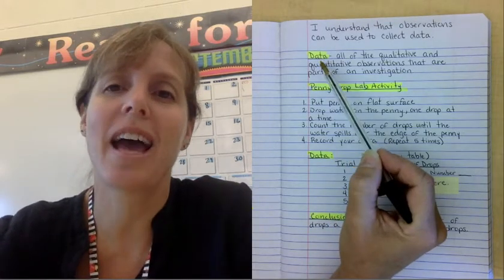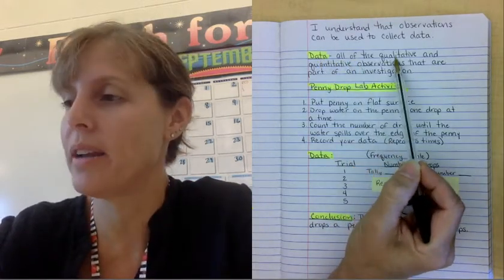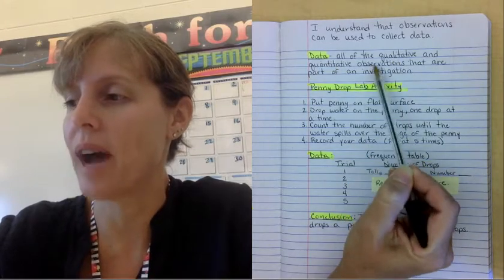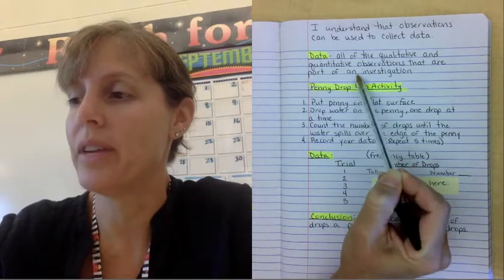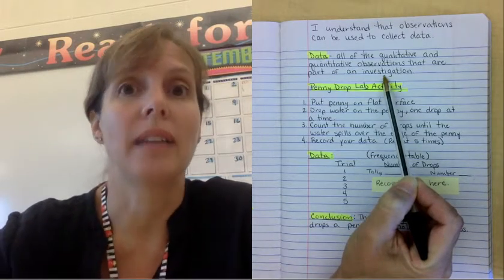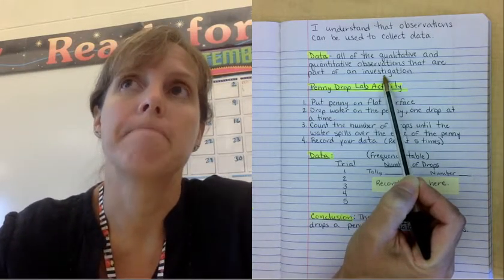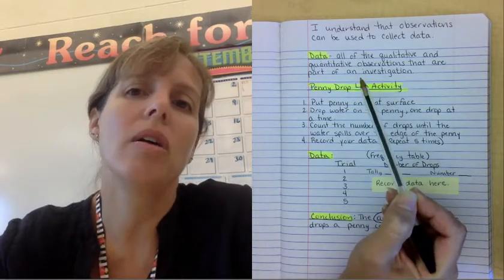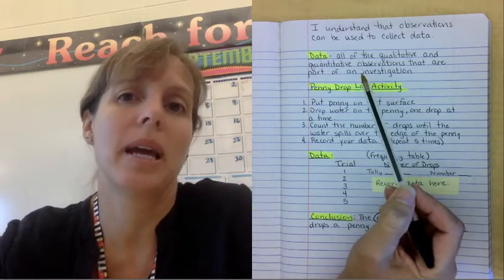The definition for data is all of the qualitative and quantitative observations that are part of an investigation. So some scientists call investigations labs or activities. So I'll go back and forth with investigations, labs, activities.